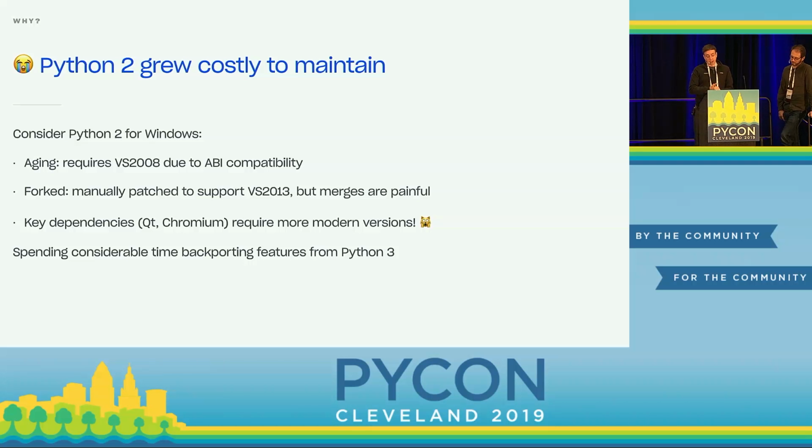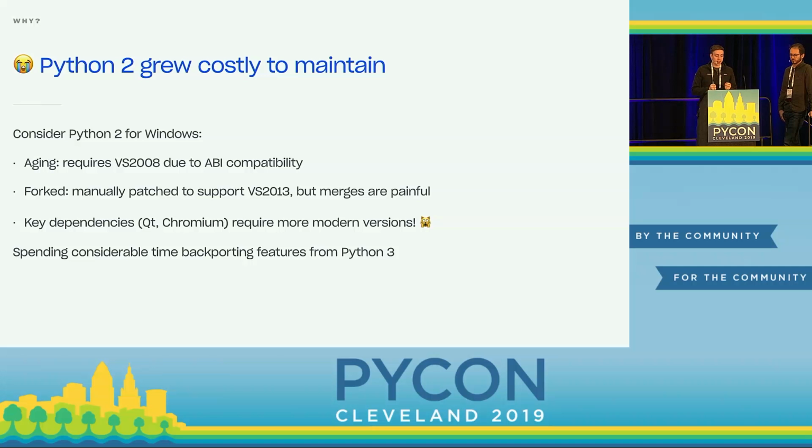And for the second part of the reason, Python 2 became an issue. It became difficult to maintain it and to keep it running. We're going to consider Python 2 for Windows as an example. That's a good example because Windows is our most popular platform. There's been a lot of amazing work done in Python 3 to improve Windows support, but we weren't able to take advantage of that work.